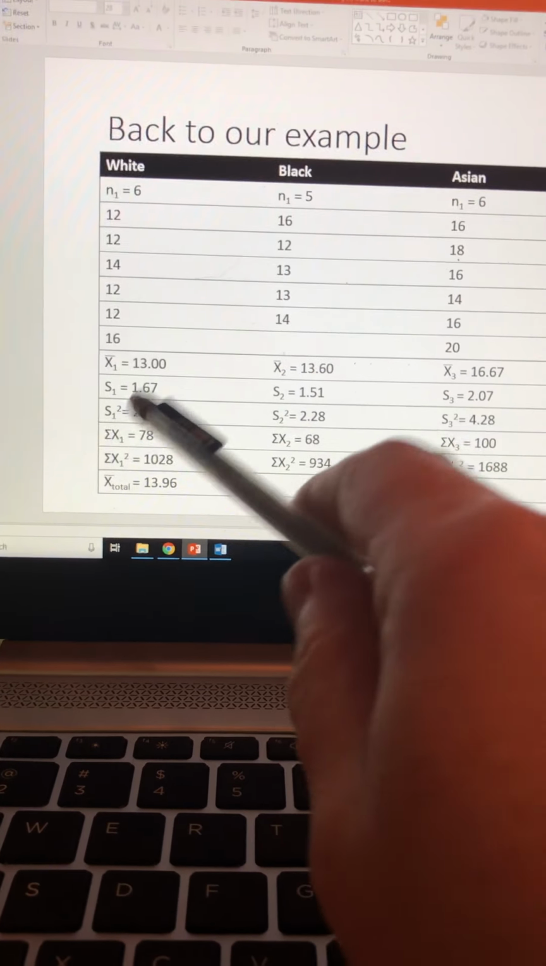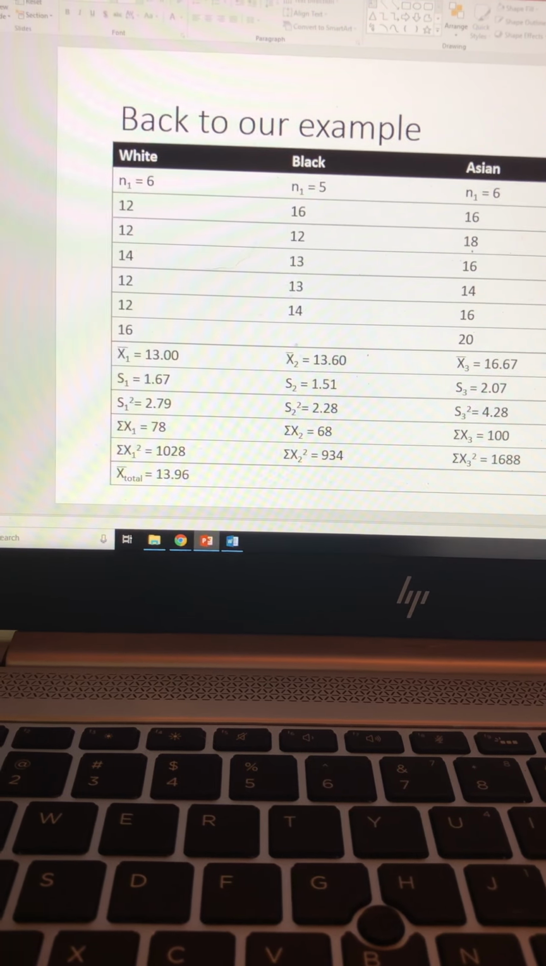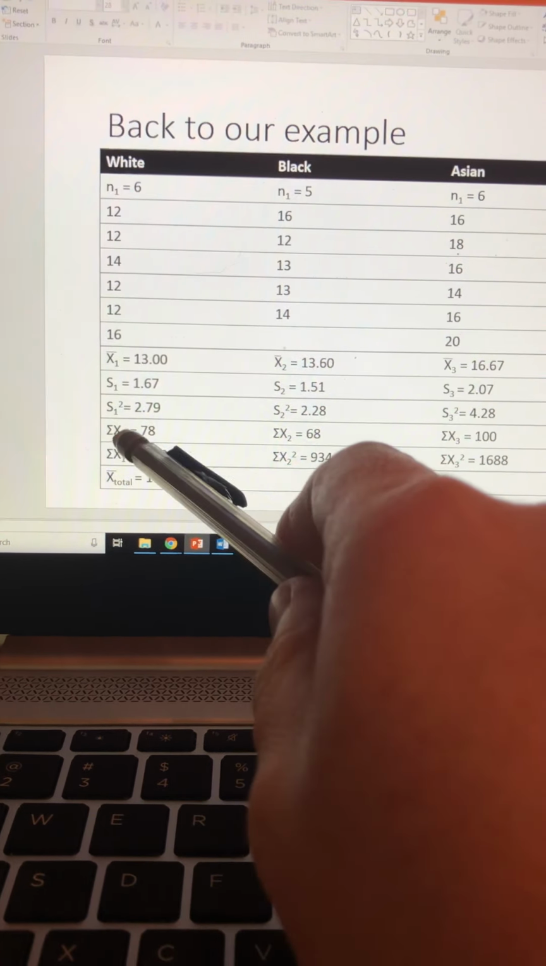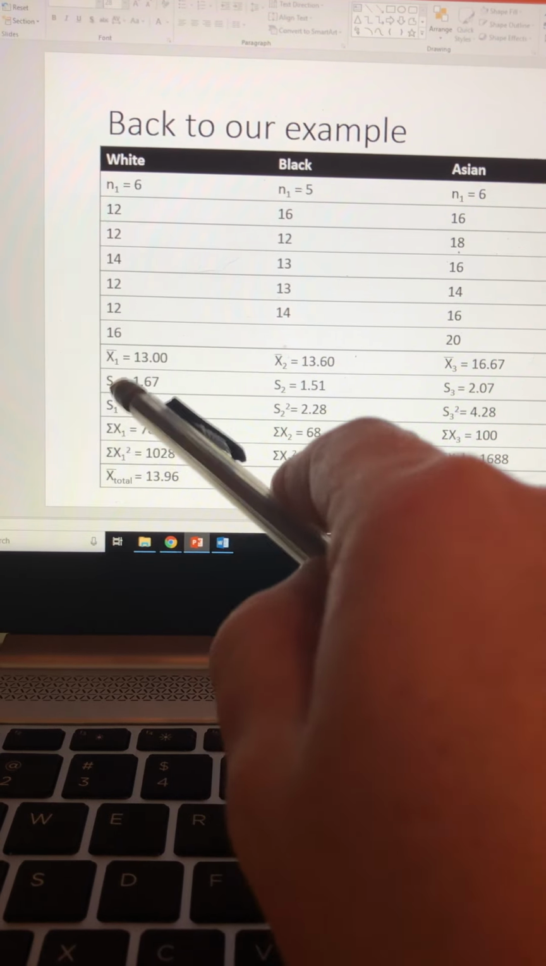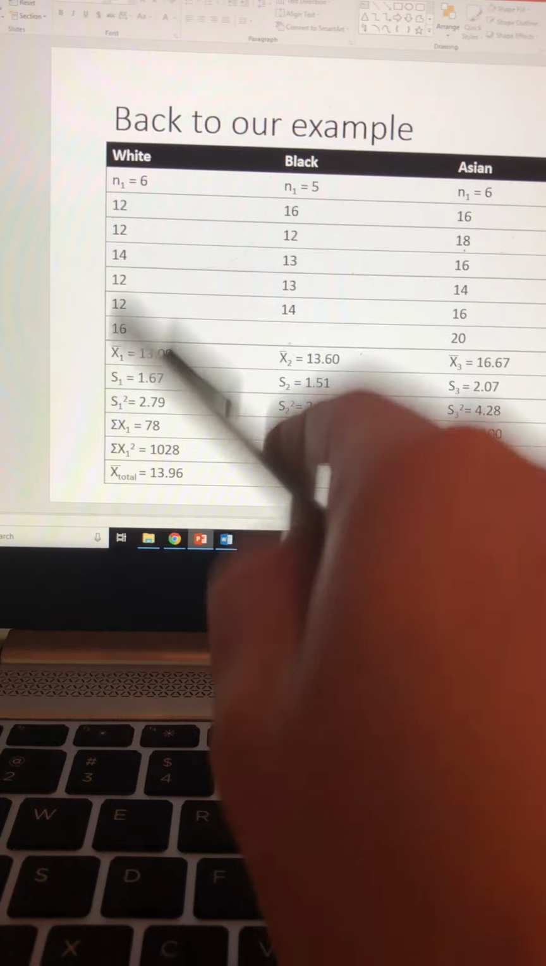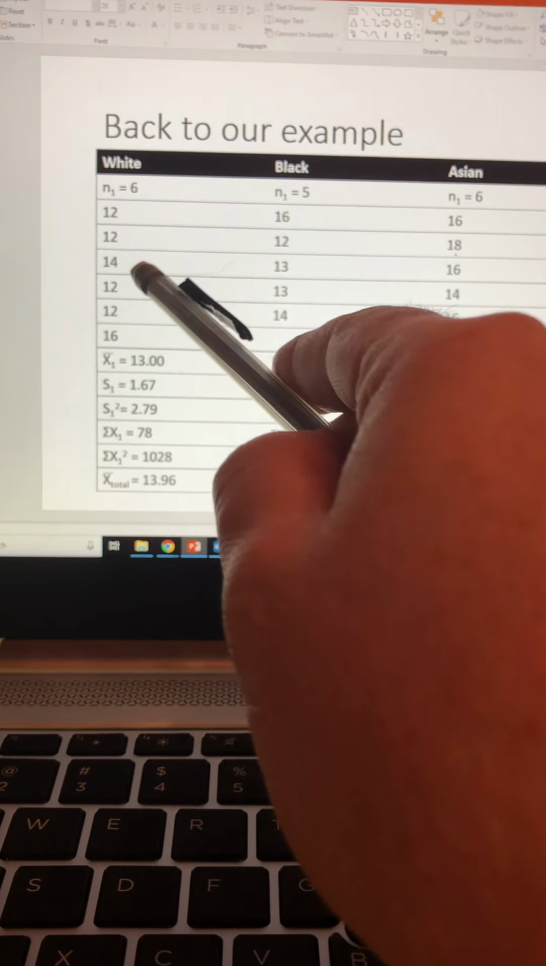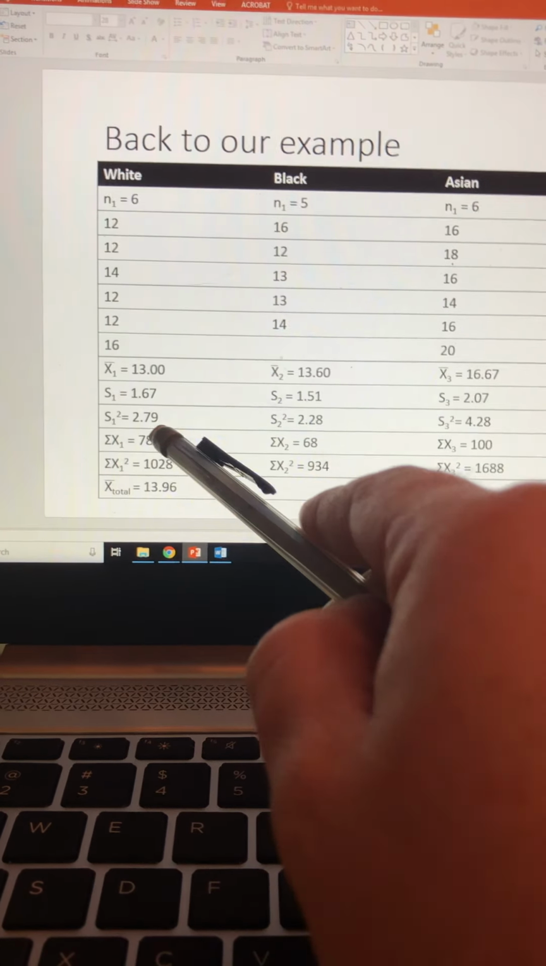Okay? Now, the sum of x1, 78. So think about what that is. The sum of all the x's from group 1. This is the sum of all the values for that group. So it's 12 plus 12 plus 14 plus 12 plus 12 plus 16, which is 78.